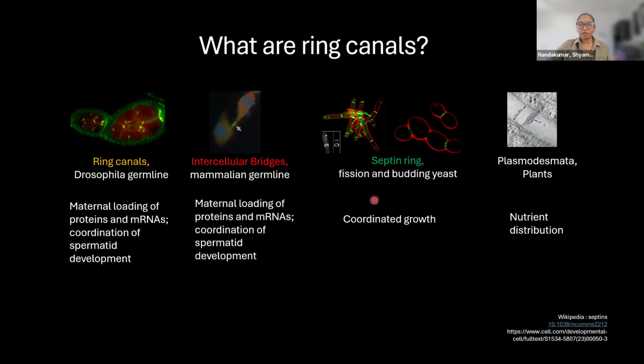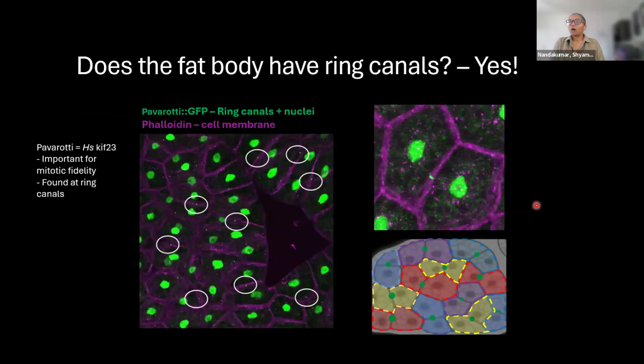In yeast, septin rings perform the function of coordinated growth between daughter cells. And while they're structurally very different, plasmodesmata in plants are also a result of incomplete cytokinesis and allow for nutrient distribution across multiple cells. And so we didn't quite know what the function of ring canals may be in somatic tissue, and whether they're even present in the fat body. So that became my next question.